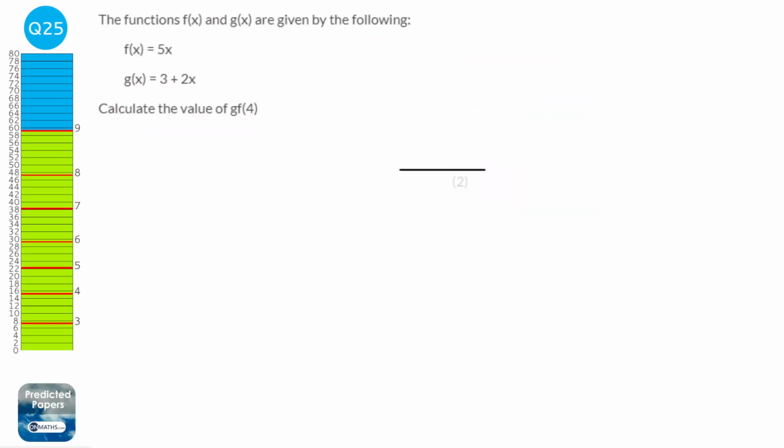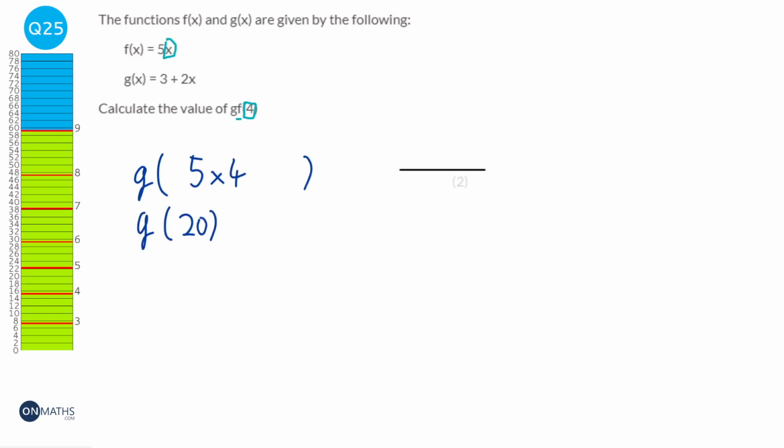So the way functions work is that they actually queue up, and the function nearest the brackets is the first one to go. So the f will be the first function we look at. So all I'm going to do is just leave the g on the outside and just put a set of brackets down. So to do f of 4, all we do is we feed in that 4 into where x is in the function f of x. So instead of 5 times x, it will be 5 times 4, which is just going to be 20.